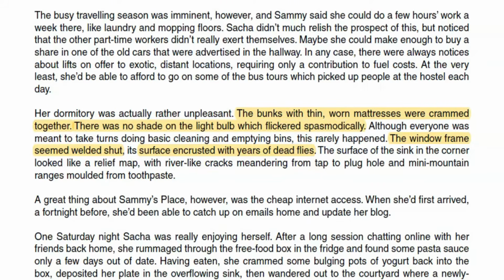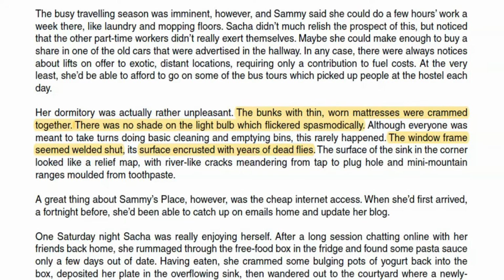And of course, for each of these ideas, you need to develop appropriately. And what I mean by that, let's just take the window frame seemed welded shut. What are the implications of not being able to open the window? Well, of course, I've mentioned there's no ventilation, but also it's a fire hazard. If there is a fire, you can get yourself into all kinds of bother. Plus, it just adds to just how unpleasant the hostel is. There's no fresh air. I mean, there's flies everywhere. As I said, I wouldn't want to stay at this hostel.